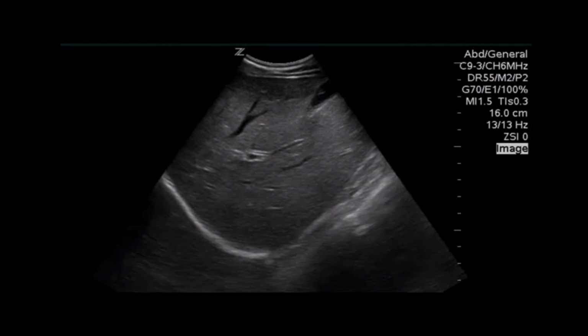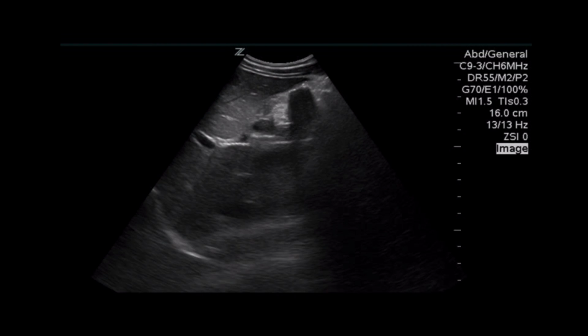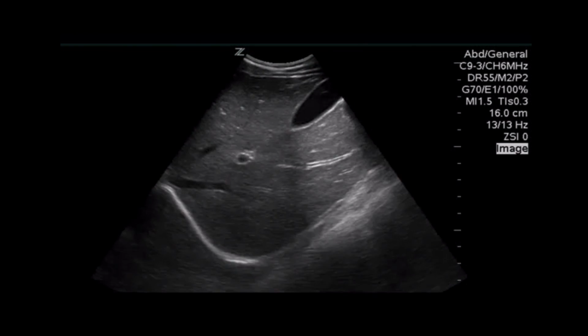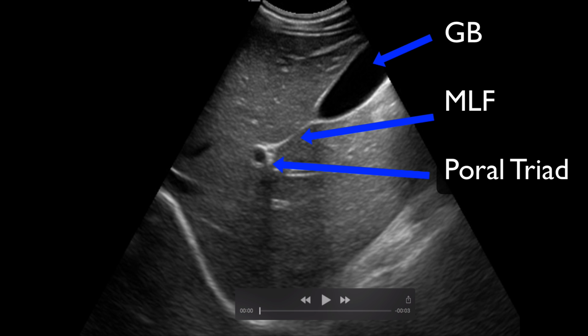One more sign we talk about when we're trying to identify the common bile duct is the exclamation point sign. That's when you see the gallbladder in a long axis, and then you can also see the main hepatic fissure. And if you trace that down, it'll lead you right to the portal triad.